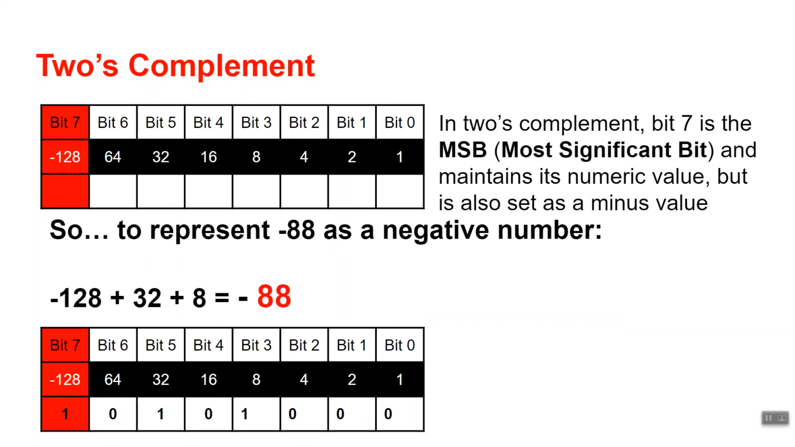So if we wanted to represent 88 as a negative number, this is how we would do it. If it's a negative 88, we know straight away that the left bit has to be 1 because we want a minus number. So we've got minus 128. And to get that number to 88, we add 32 to it, and then we add 8 to it. If you have a calculator and you work that out, you'll see that minus 128 plus 32 plus 8 equals minus 88.